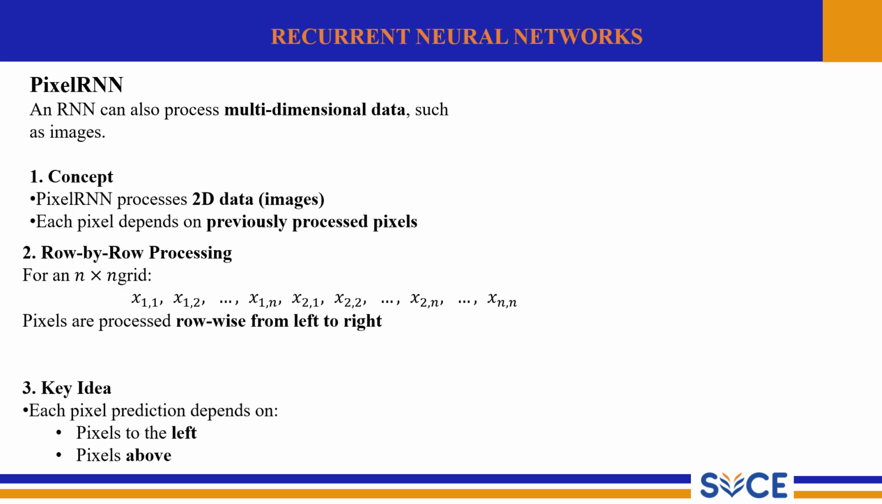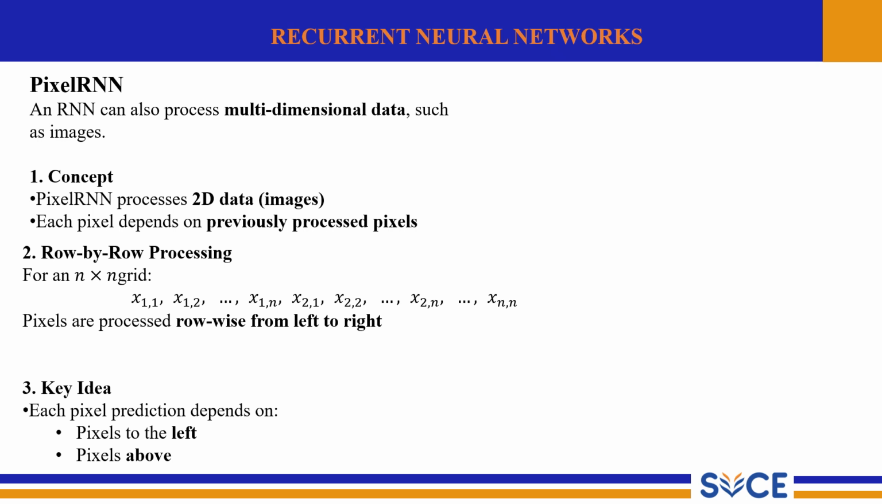The key idea is that every pixel is not independent. Instead, it is conditioned on all the pixels that have already been generated. So mathematically, Pixel RNN models the probability of an image as P of image equals the product of P of each pixel given the previous pixels. This ensures that each pixel is predicted based on the context, just like words in a sentence depend on previous words. The second point is row-by-row sequential processing.